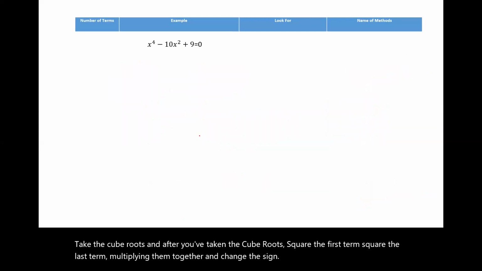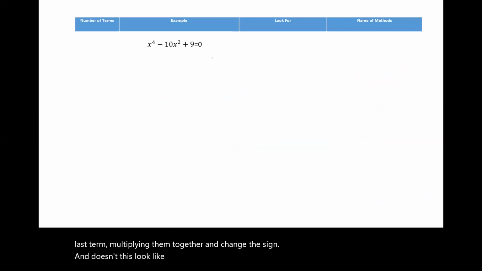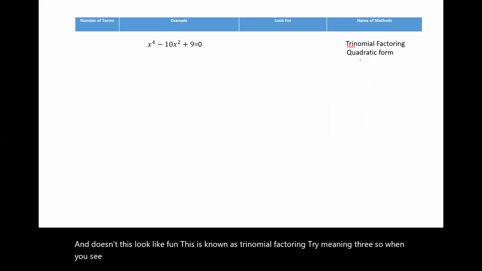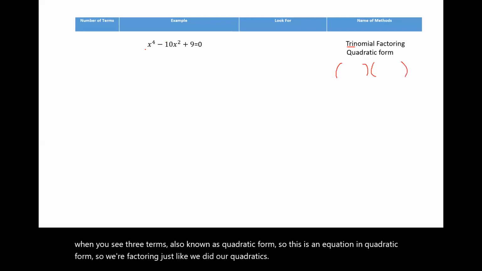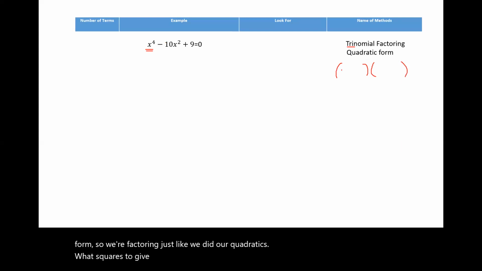And doesn't this look like fun? This is known as trinomial factoring, tri meaning 3. So when you see 3 terms, also known as quadratic form. So this is an equation in quadratic form. So we're factoring just like we did our quadratics. What squares to give us x to the 4th? X squared and x squared.